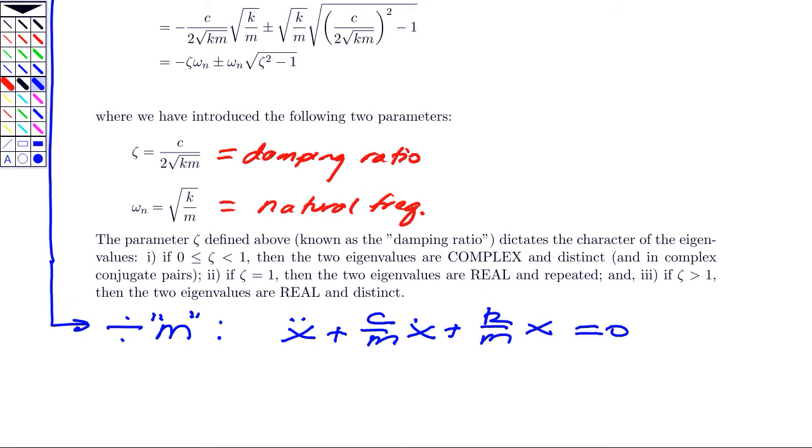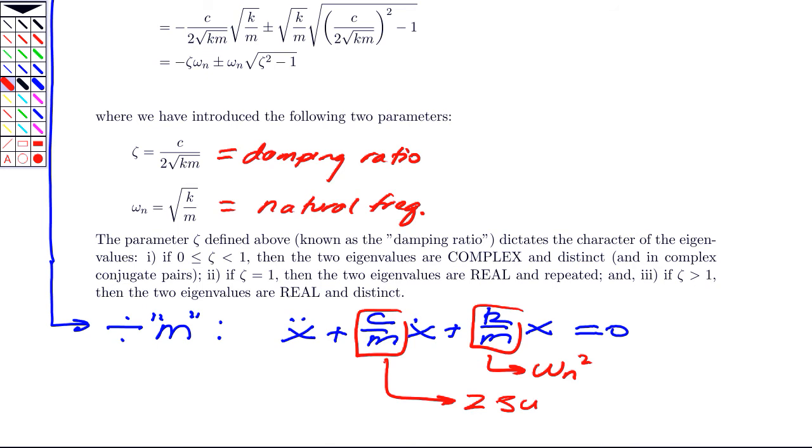So consistent with the definitions that are shown above, k over m is the square of the undamped natural frequency, omega n squared. And c over m is what you will recognize as 2 zeta omega n. And that is how you will very likely be pulling off omega n and damping ratio from your equations of motion. But once you know that, then you know a lot about the character of the response.